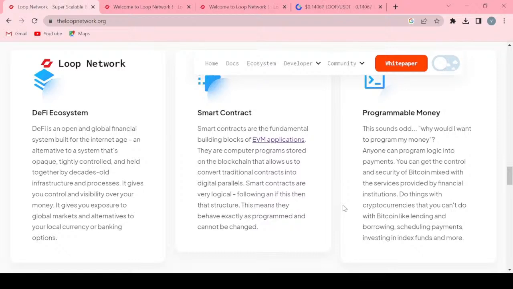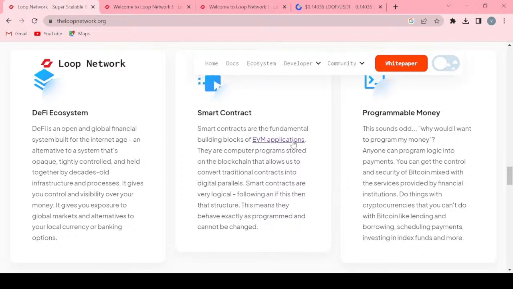So what's a smart contract? A smart contract is based on ERC standards. With this token, you can create a contract to add your NFTs, and you can make transactions between smart contracts. These are the fundamental building blocks of EVM applications. They are computer programs stored on the blockchain that allow us to convert traditional contracts into digital parallels. So let's see what EVM applications are.